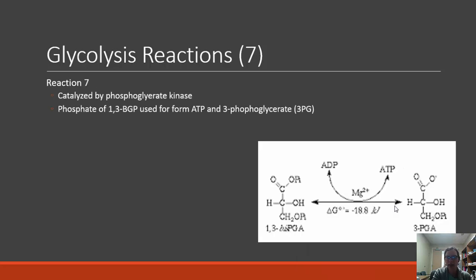Okay, in reaction 7, we have another kinase reaction. Sorry, the graphic here isn't very good. But in this kinase reaction, we're actually producing ATP. One of the phosphates from 1,3-BGP is used to form ATP and 3-phosphoglycerate. And you can see that we have magnesium as a cofactor here.